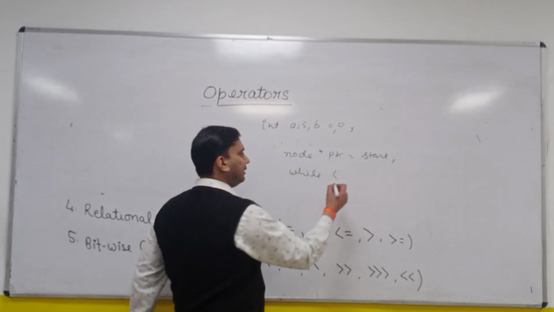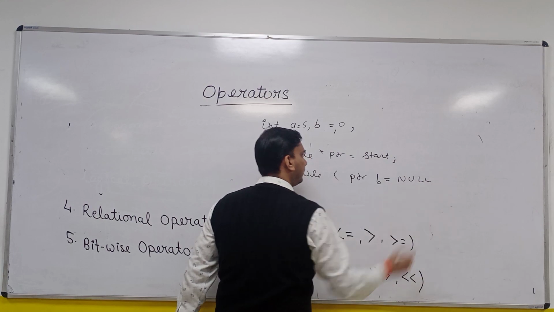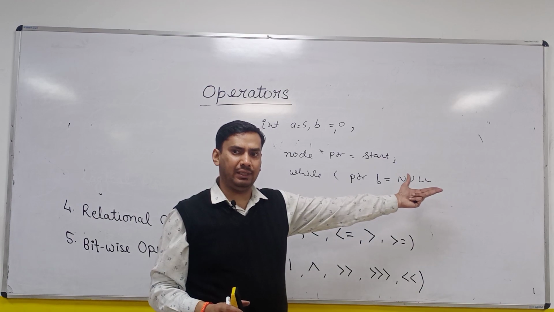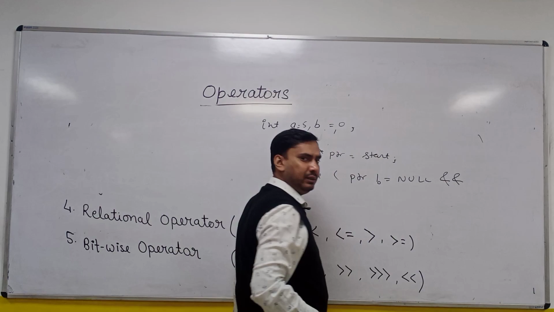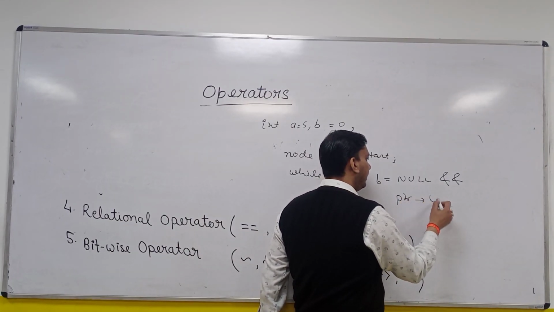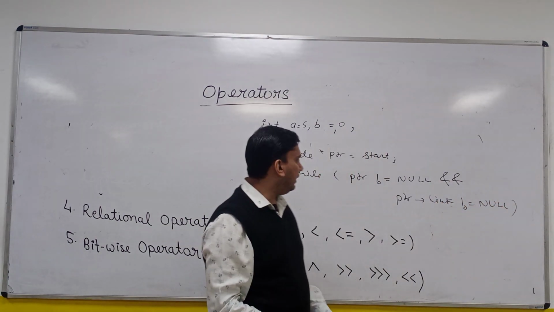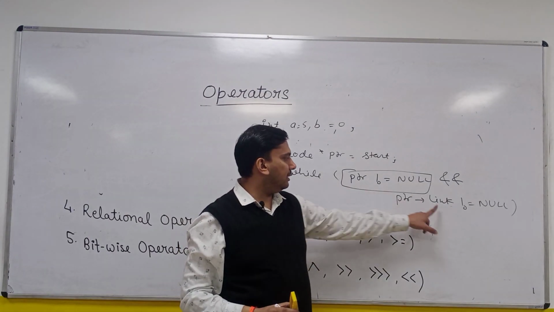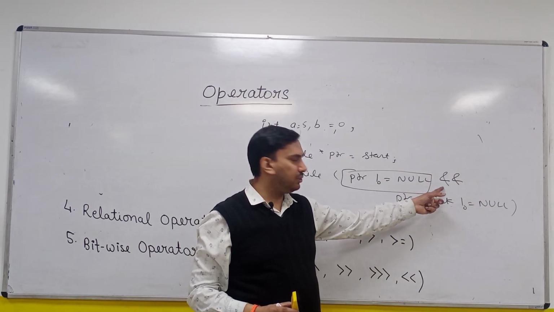So what you write here is the condition: while ptr is not equal to null. Although I am not interested in ptr itself, I am interested in the second node. So I am saying ptr is not equal to null, then short circuit AND, then what is the secondary condition? ptr link is also not equal to null. What is the benefit here? If ptr is null, I will not go to this. I will not be checking ptr link because it is a short circuit AND.